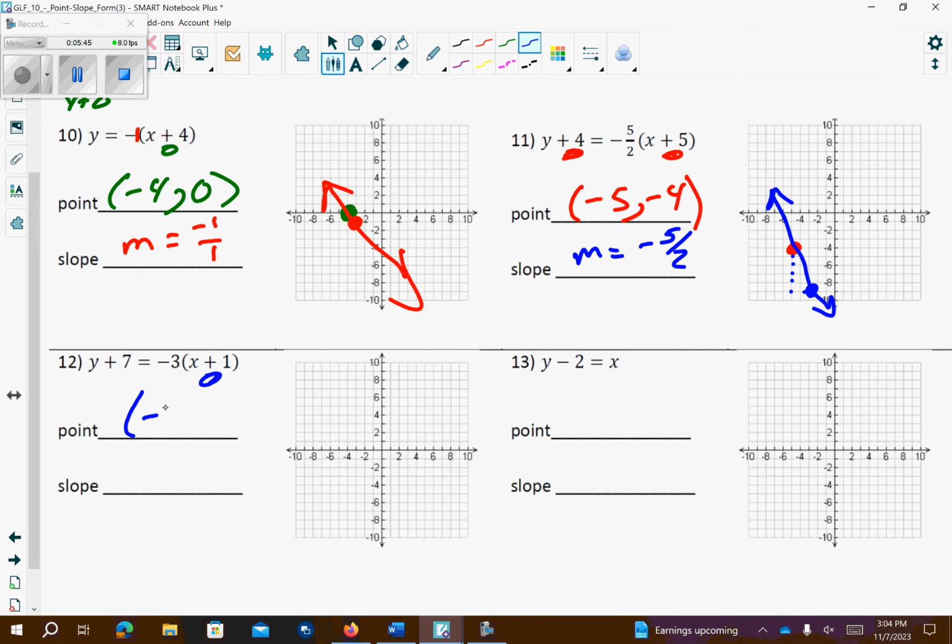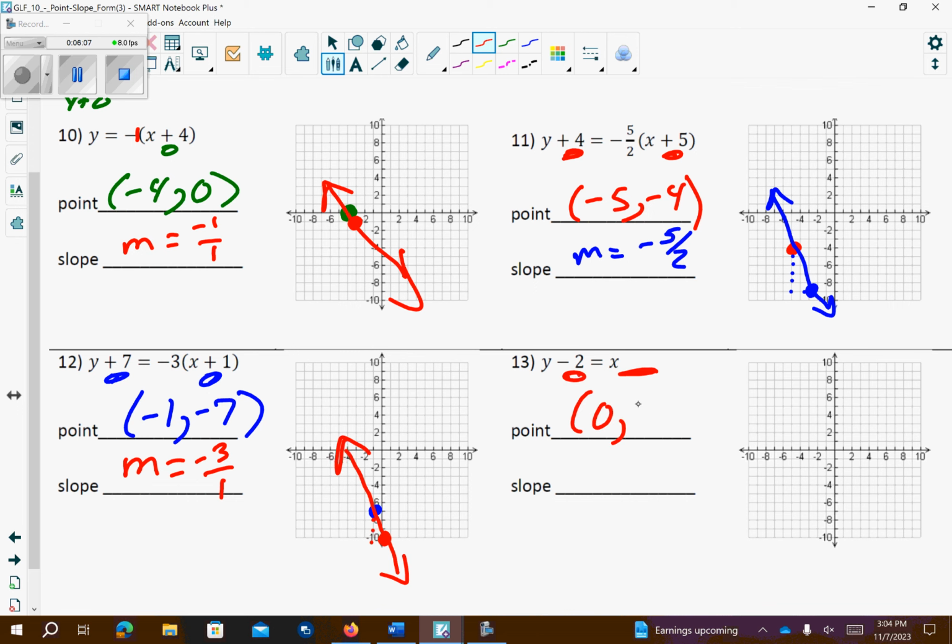Opposite of positive 1 is negative 1. Opposite of positive 7 is negative 7. So negative 1, negative 7. We have a slope of negative 3. Make sure you put over 1. So go down 3. 1, 2, 3, right 1. There's nothing here, so it's going to be 0. Opposite of this is going to be positive 2. In front of the x, I have a 1, so my slope is going to be 1 over 1. So 0, 2 is up here. And then I'm going to go up 1, right 1. There's my line of best fit.